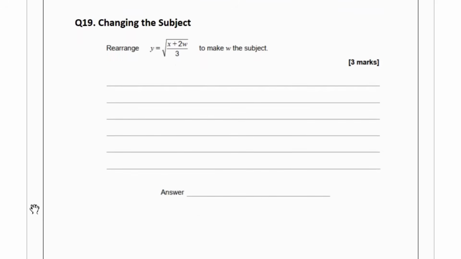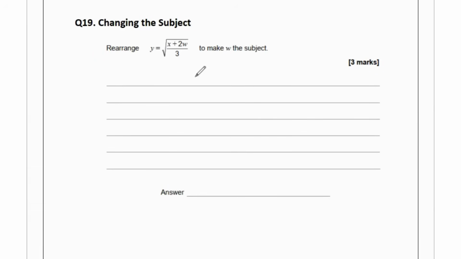Then changing the subject, I don't think this came. I have one question in the paper one predicted paper as well. I have one in this, both are slightly different. So I would recommend you going through that as well. It's just a 3-mark question. It doesn't take long to solve.